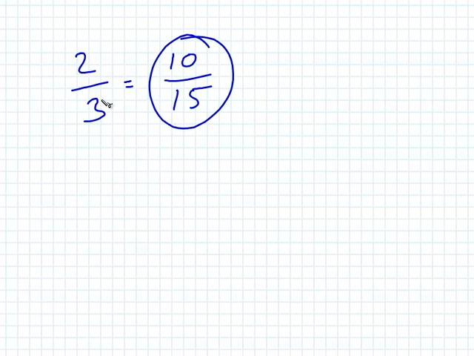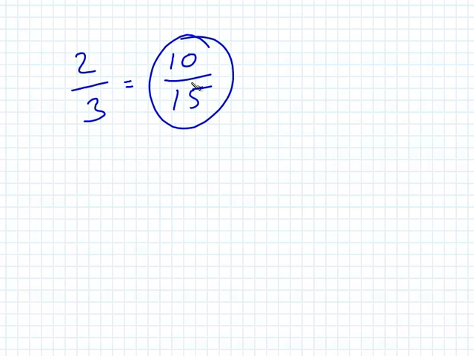By the way, you can do the reverse as well. If I start with 2/3, I'm free if I wanted to multiply top and bottom by anything. Let's multiply top and bottom by 5. So 5 times 2 is 10. 5 times 3 is 15. So 10/15 is the same fraction as 2/3.